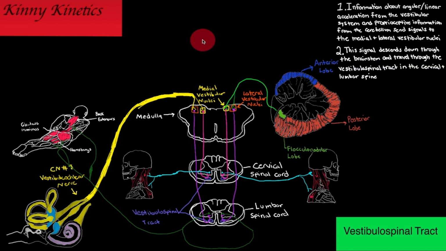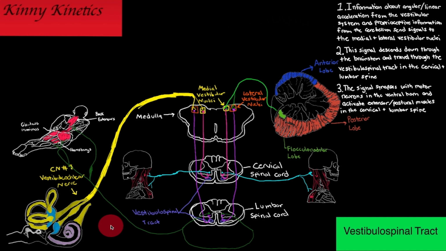Number 2. This signal descends down through the brainstem and travels through the vestibulospinal tract within the spinal cord. Number 3. The signal synapses with motor neurons in the ventral horn and activates extensor and postural muscles in the cervical and lumbar spine.